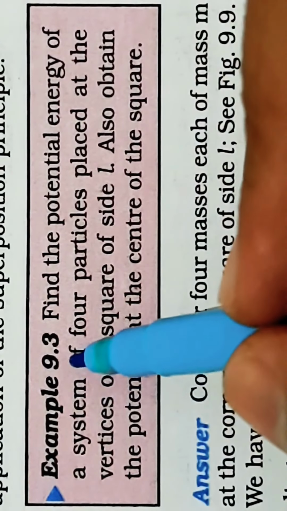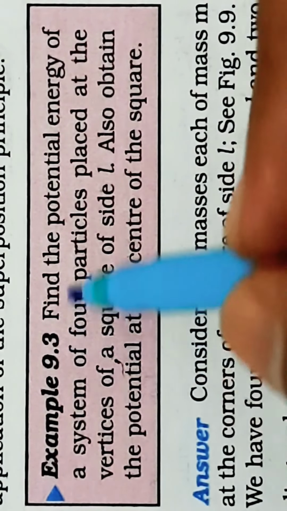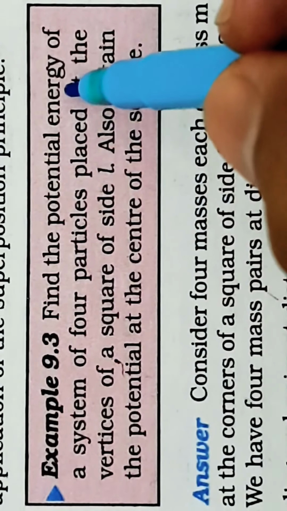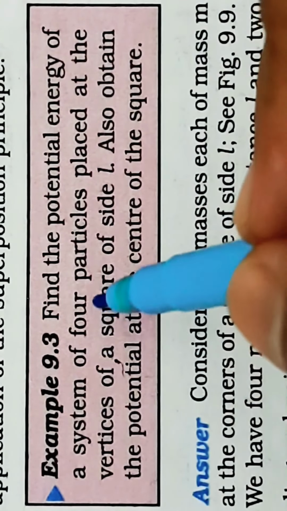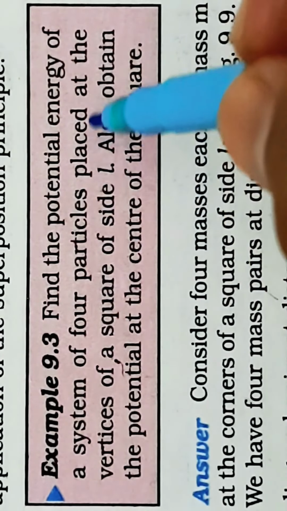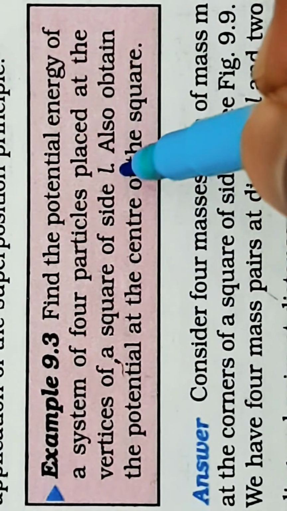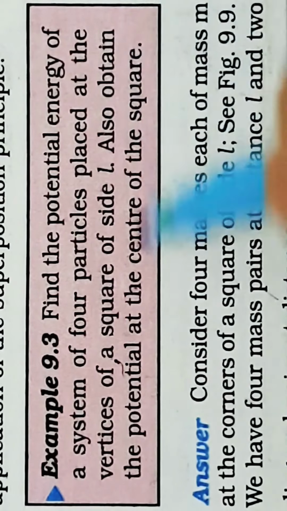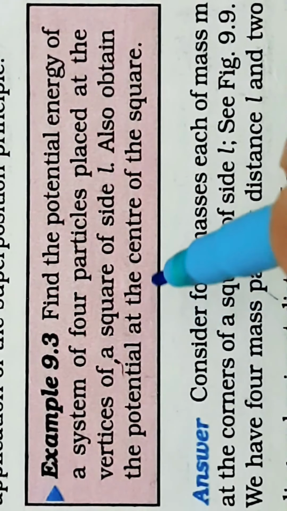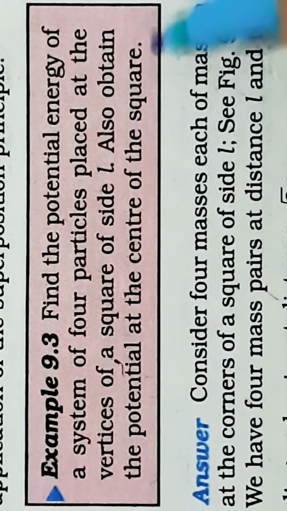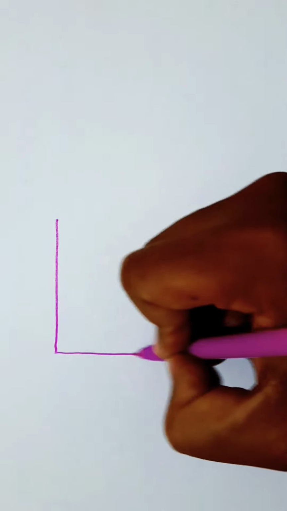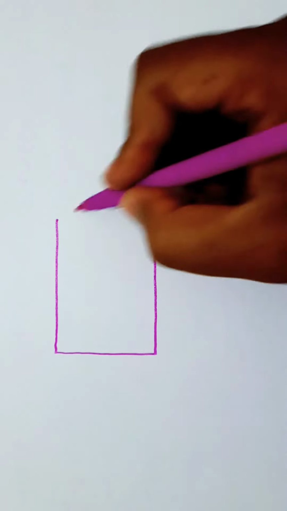See the example problem 9.3. Find the potential energy of a system of 4 particles placed at the vertices of a square of side L. Also obtain the potential at the center of the square. In this problem, 4 masses are placed at corners of a square of side L.